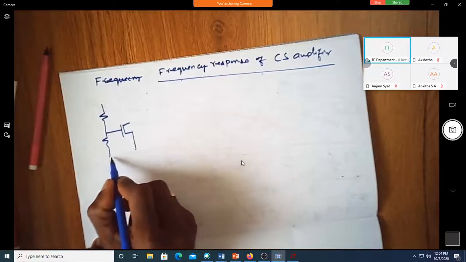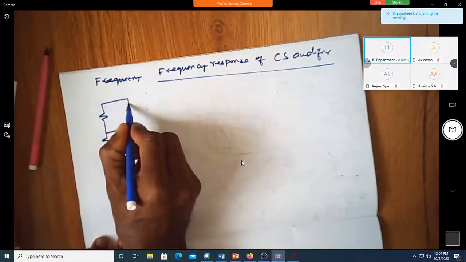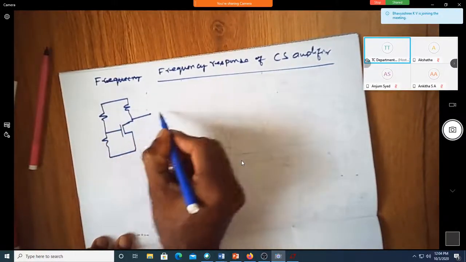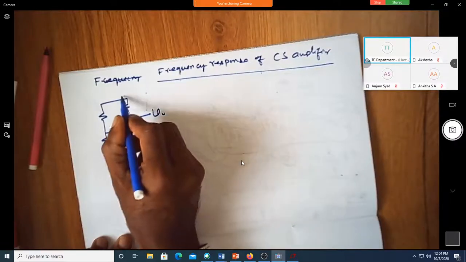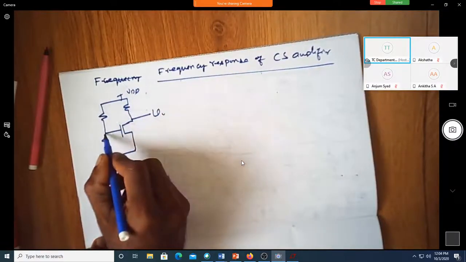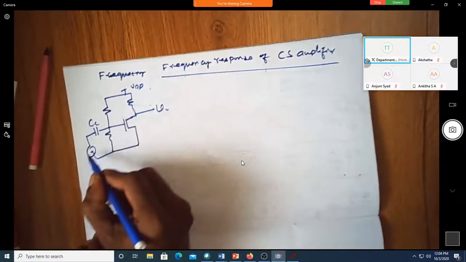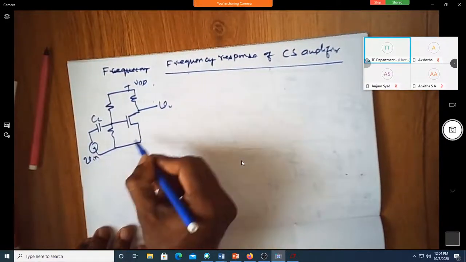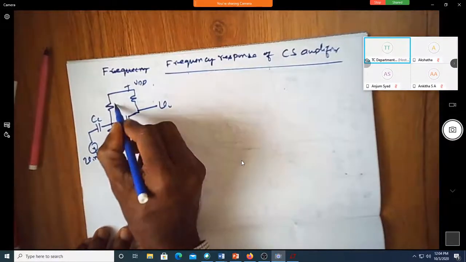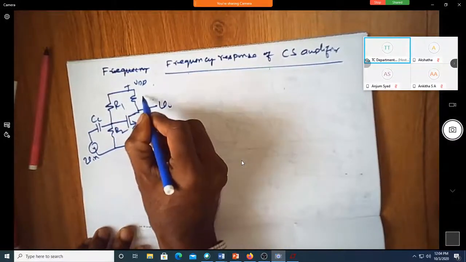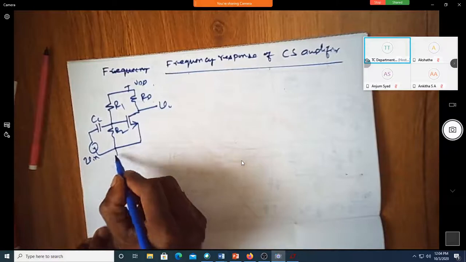This is the very simple amplifier circuit. This is V0, this is VDD, this is the coupling capacitor, this is Vin, this is the N MOSFET. Let me name the resistors R1, R2, RD, and this is ground.